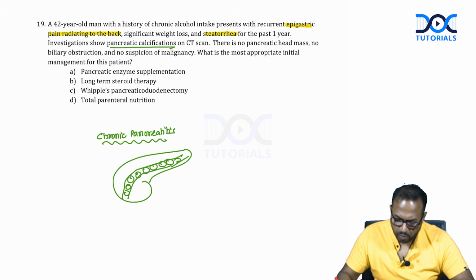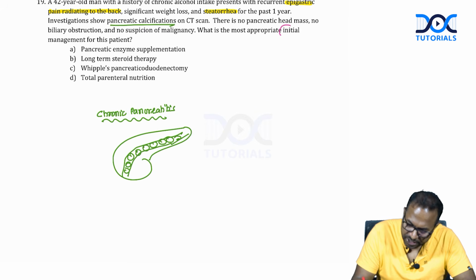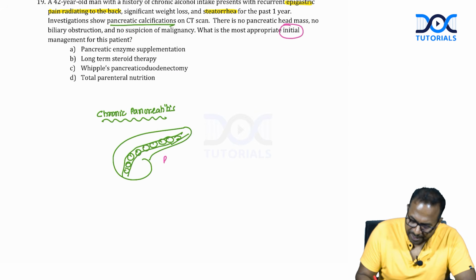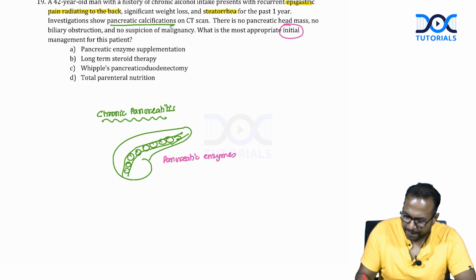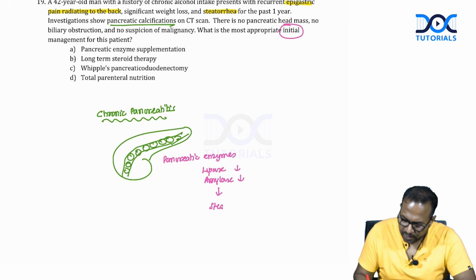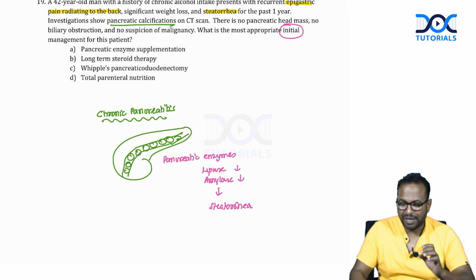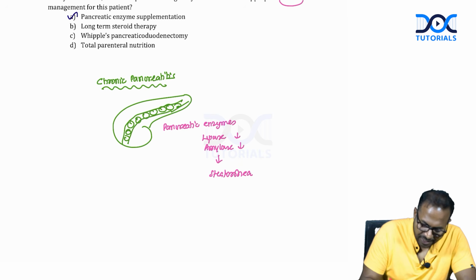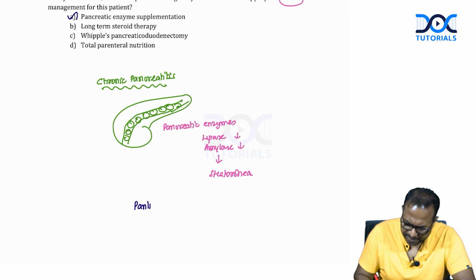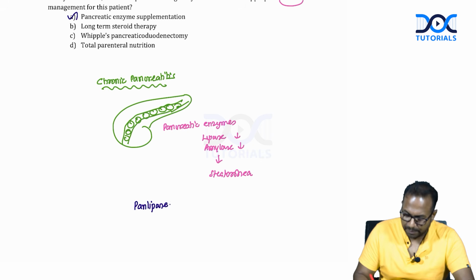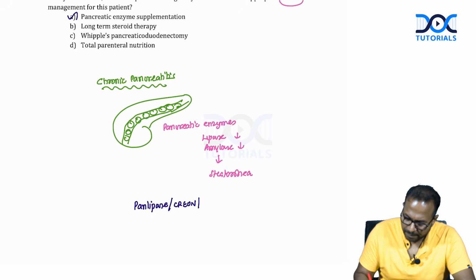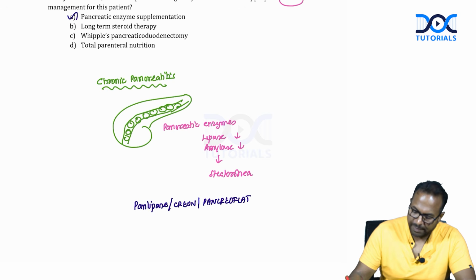So what is the most appropriate initial management? They are asking what I will do initially. Because the pancreatic enzymes are deficient in this patient, like lipase and amylase, all are deficient. That is one of the reasons for developing steatorrhea. So first of all, let me improve his nutrition by giving pancreatic enzyme supplements like pan-lipase. Many drugs are available, Creon, Pancreoflat, all these are available in the market as pancreatic enzyme supplements.